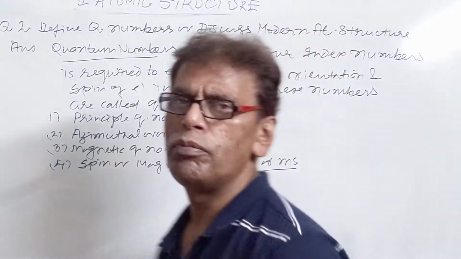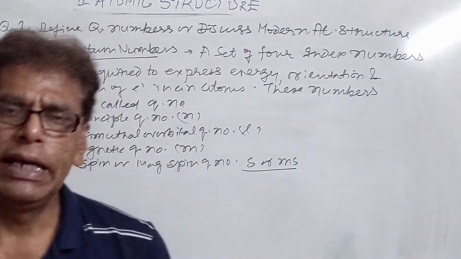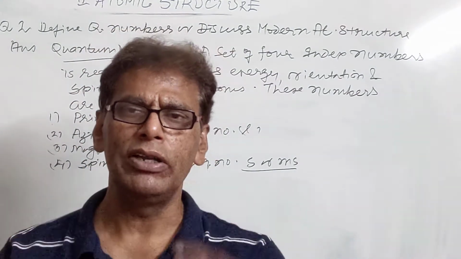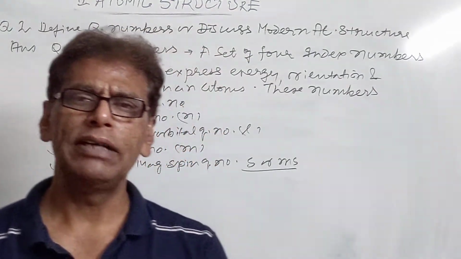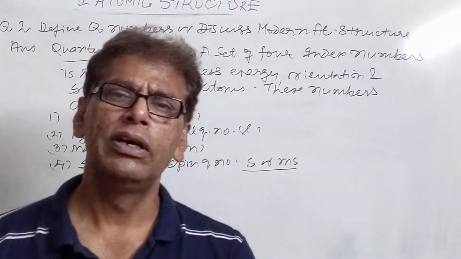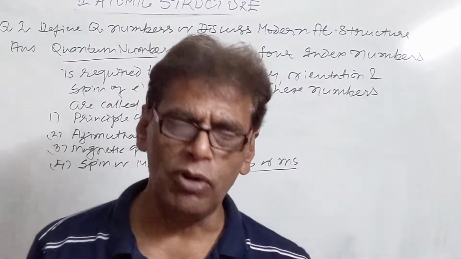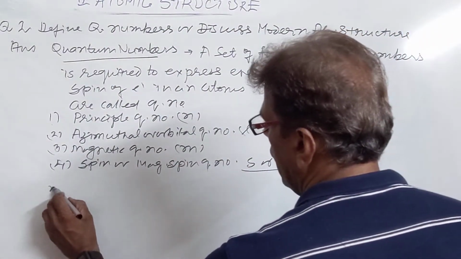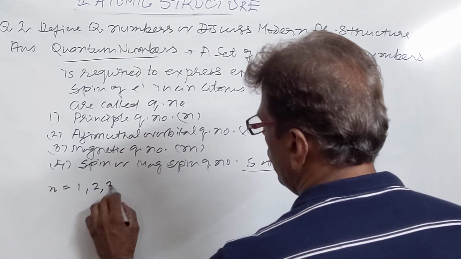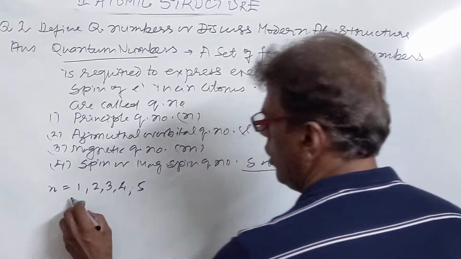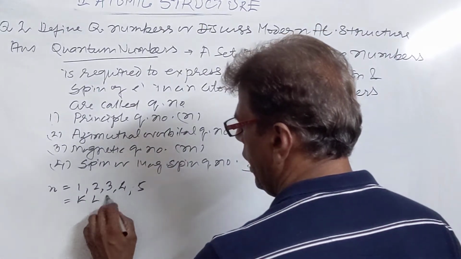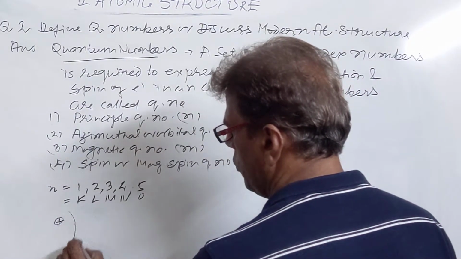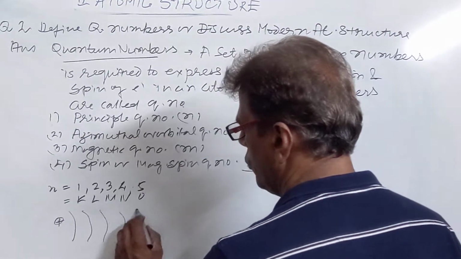First of all, principal quantum number. It tells us about the average distance of the electron from the center of the nucleus, and it also tells us about the shell of the electron. It is represented by small n and it has the values n is equal to 1, 2, 3, 4, 5 and so on, or it is represented by K, L, M, N, O, P and so on. These values start from the nucleus: first, second, third, fourth, fifth.